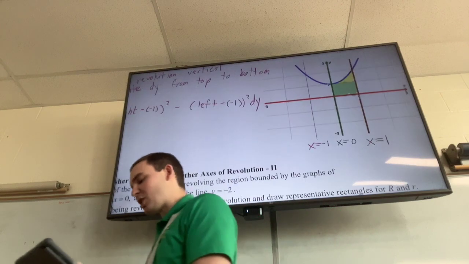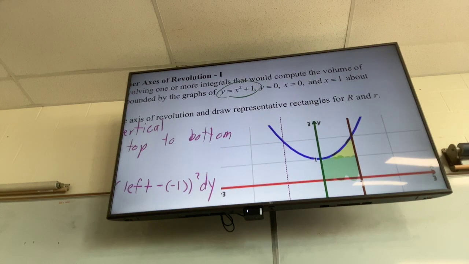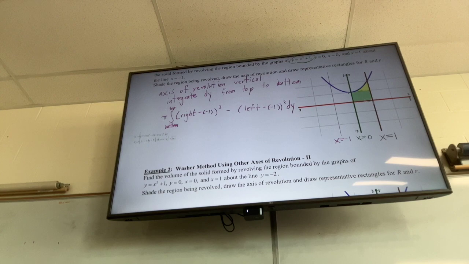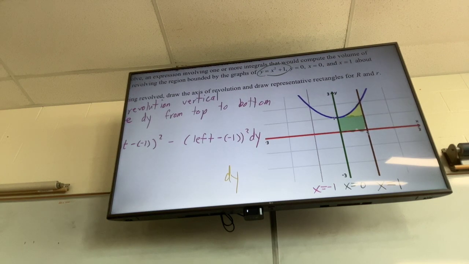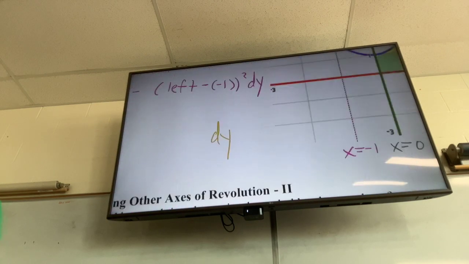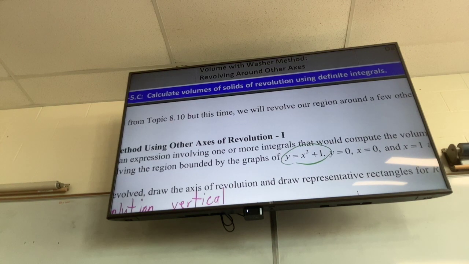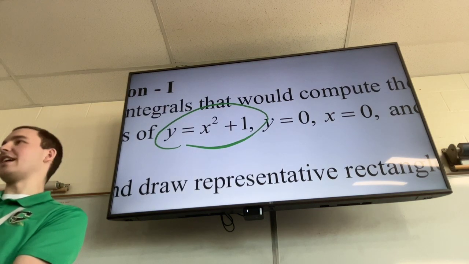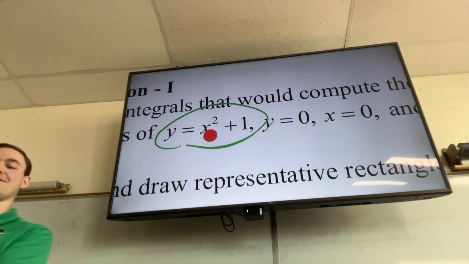Okay, now I gotta do the yellow region. One thing I wanna note is our yellow region, right? We're gonna do an integral with respect to what variable? Y, right? We're gonna do a dy integral, okay? When we're doing an integral with respect to y, we can only integrate functions of y. So this function right here is a function of x right now. Do you see why? This is a function of x, right?